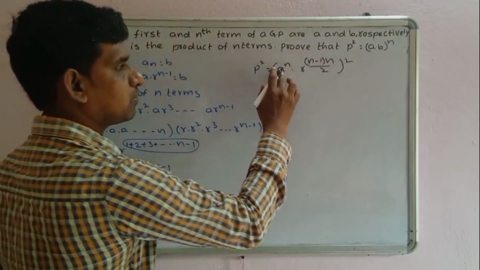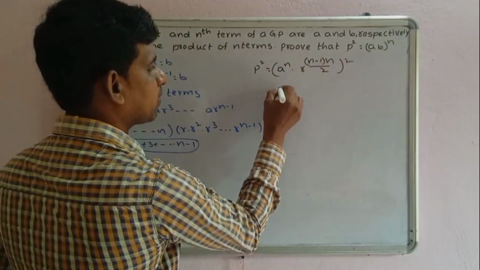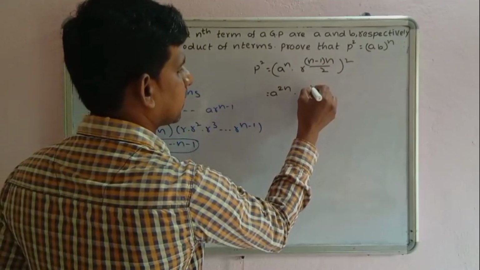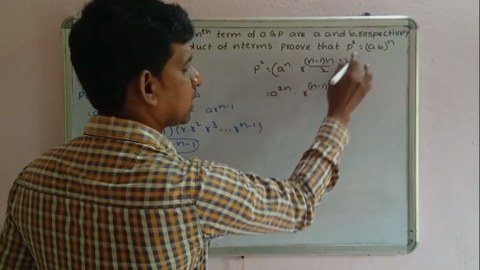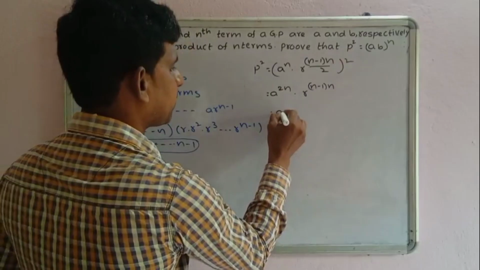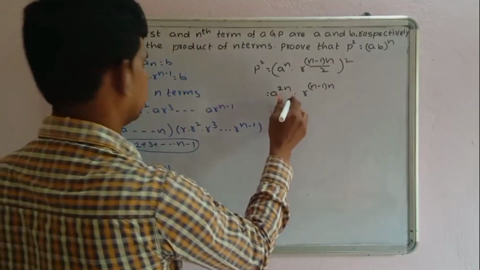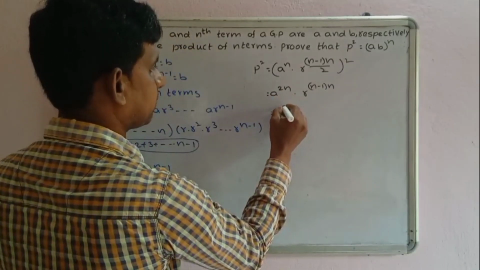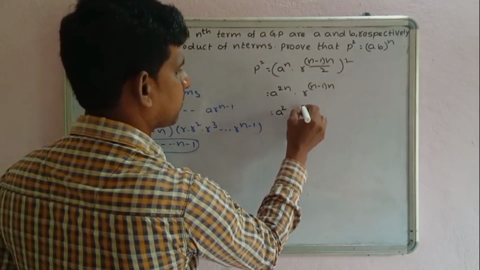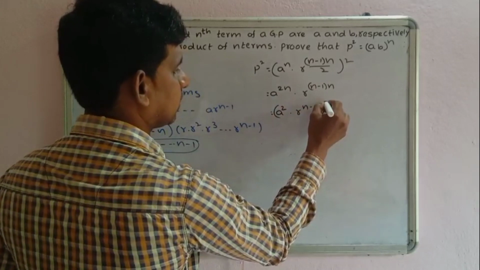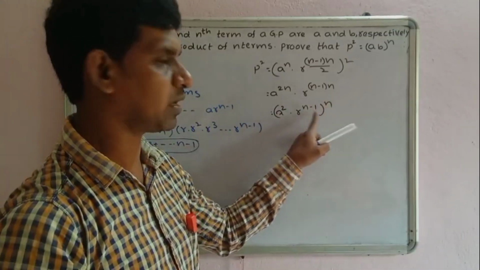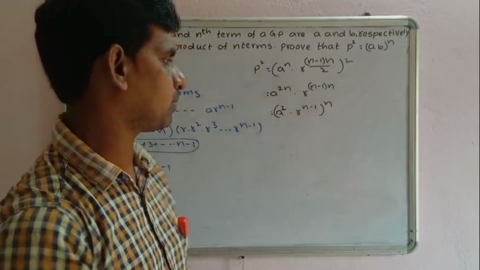See, this is also from AB whole power n. So A power n into 2 is 2n. R power n minus 1 into n. 2 and 2 are cancelled. So next, this one can be written as A square into r power n minus 1 whole square, whole power n. See, A square whole power n is A to 2n. So r power n minus 1 into n is r power n into n minus 1.